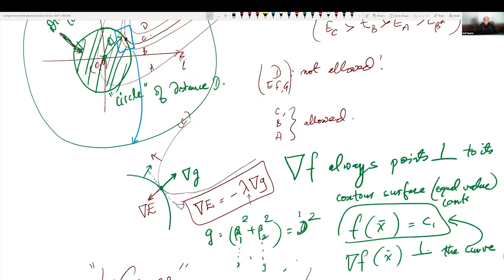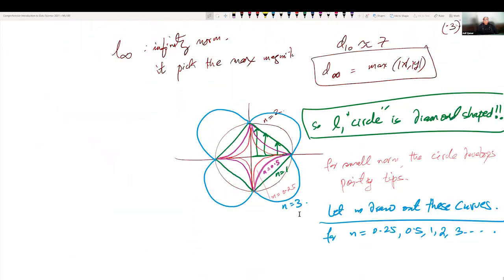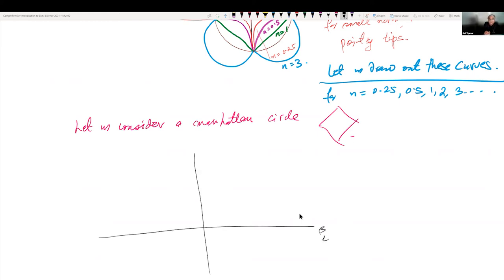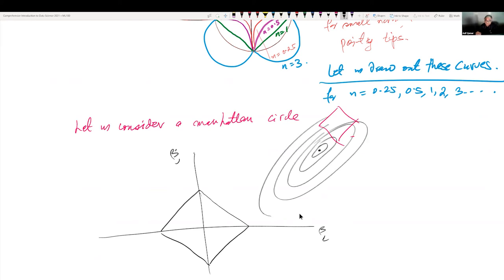Let us consider a Manhattan circle. Remember, it is diamond shaped. And so you end up with the beta space, let's say beta i, beta j space. You end up with a constraint surface that looks like this. Isn't it, guys? So now let's go back and look at your contour lines. Oh, you notice something very interesting. When you draw the contour lines, it looks as though there is a high probability that this pointed tip of that diamond will penetrate the contour surface first, isn't it?